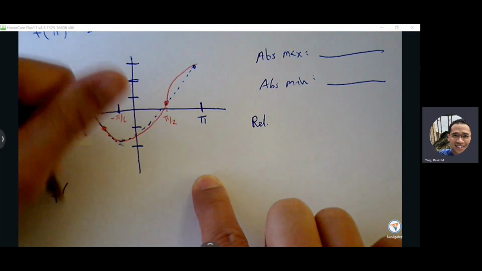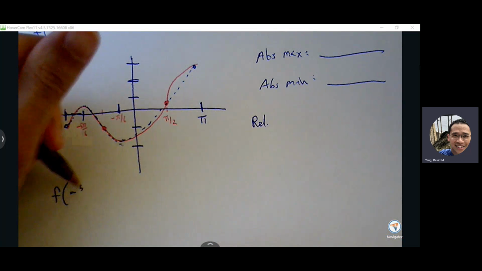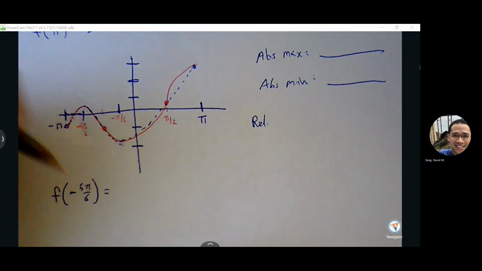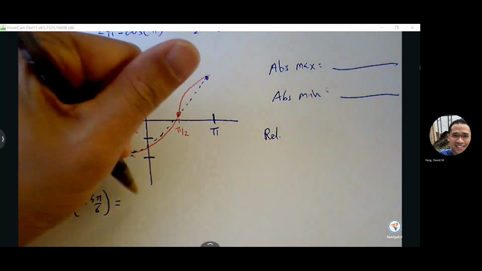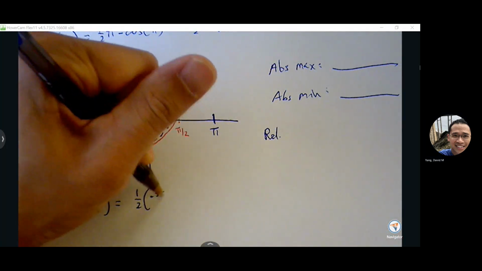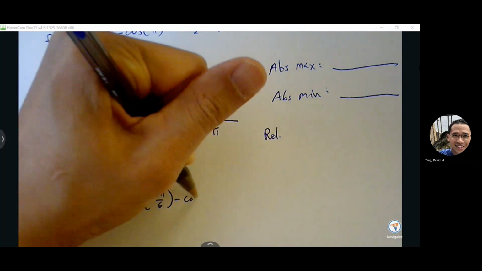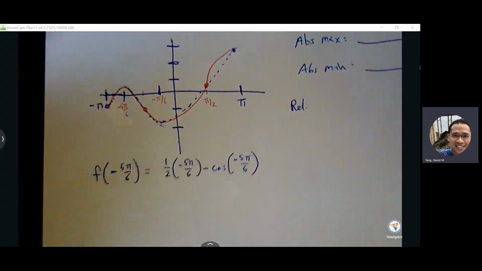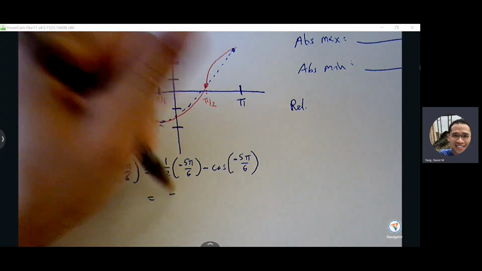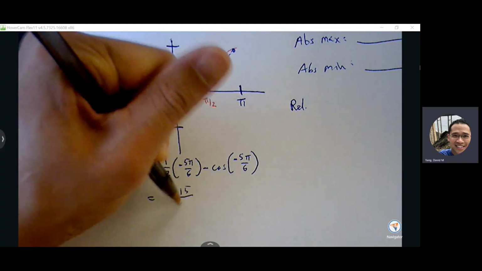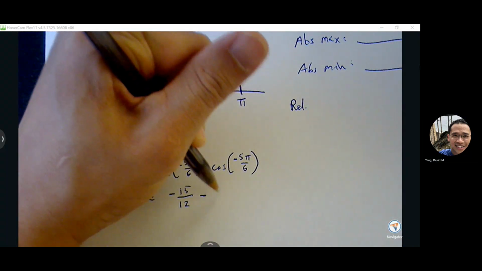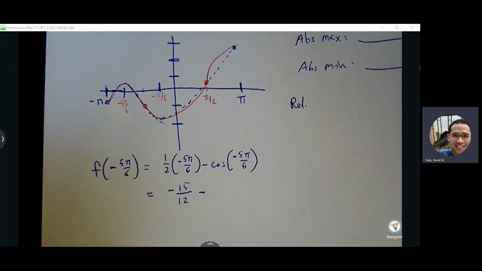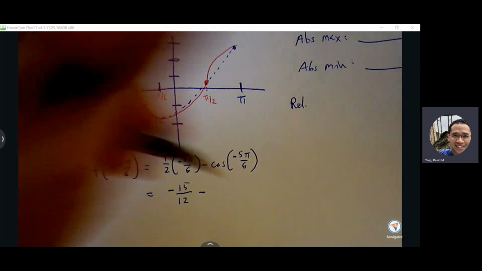Let's go ahead and find those ordered pairs then, to the best of our ability. Negative 5 pi over 6. Okay, so back into the original function. This is a little bit hard here, but let's see. I have negative 5 times 3, so negative 15 over 12. And then cosine of negative 5 pi over 6. If you don't recognize that, add 2 pi to it. That's the same thing as cosine of 7 pi over 6, and that's the same thing as root 3 over 2.